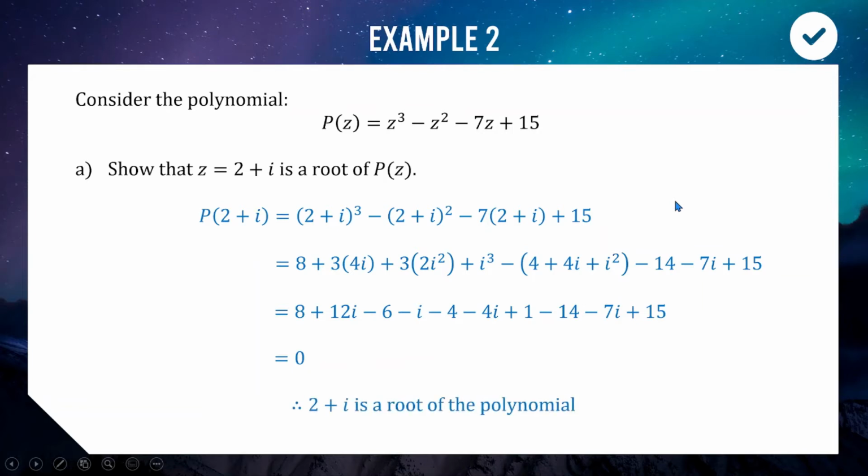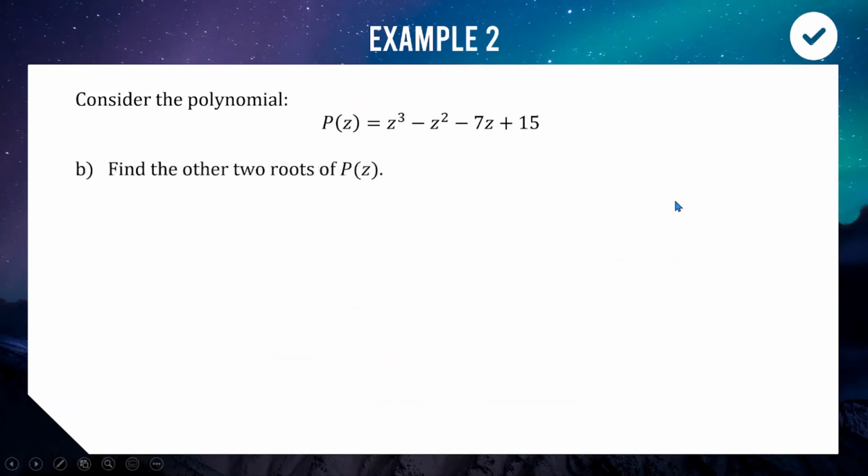All right. Up next for part B, we have find the other 2 roots of the polynomial. Now looking at P of z and looking at our coefficients, we can see they are all real numbers. This means we can apply the conjugate root theorem and say if 2 plus i is a root, then the conjugate 2 minus i is also a root of the polynomial.